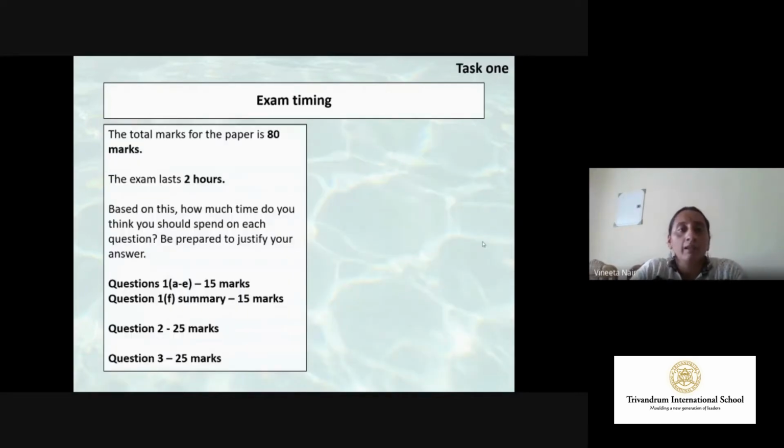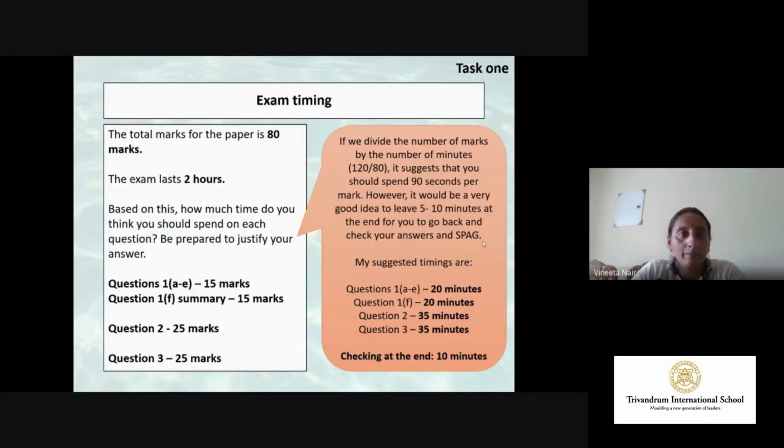As I mentioned again, the exam for this paper is 80 total marks, and the exam lasts for 2 hours. Questions 1A to E is for 15 marks. Question 1F, which is summary, is for 15 marks. Question 2, the entire section, is for 25 marks. And question 3 is for 25 marks. So broadly, this is how paper 1 looks like.